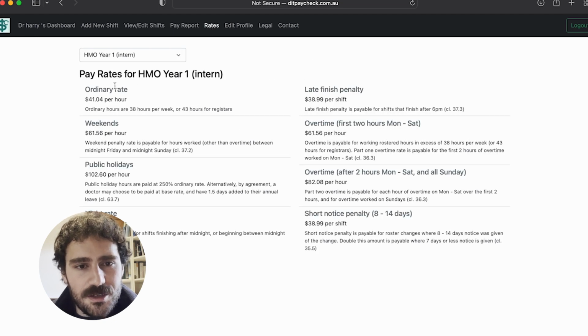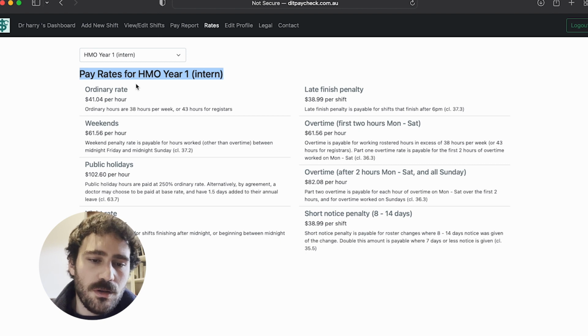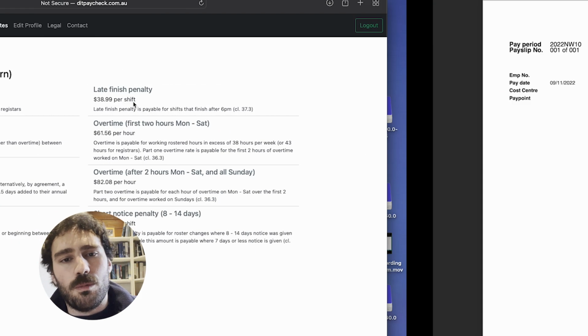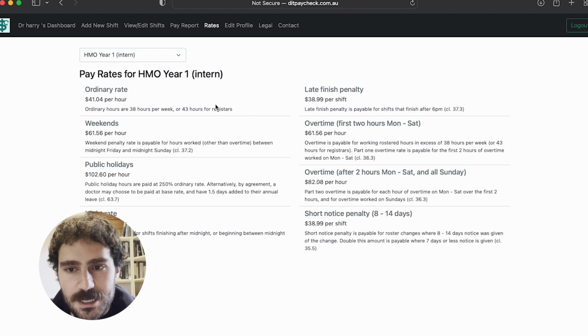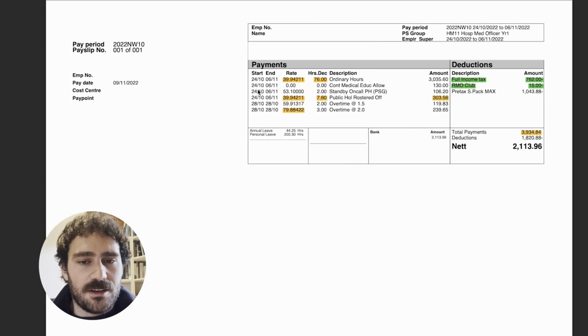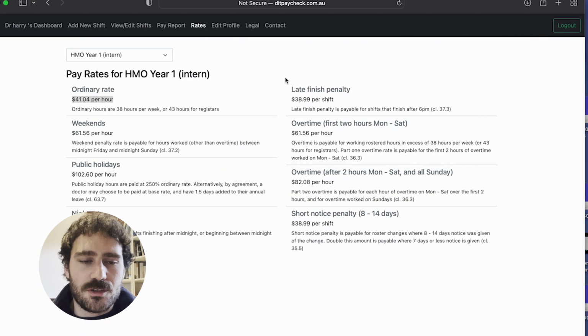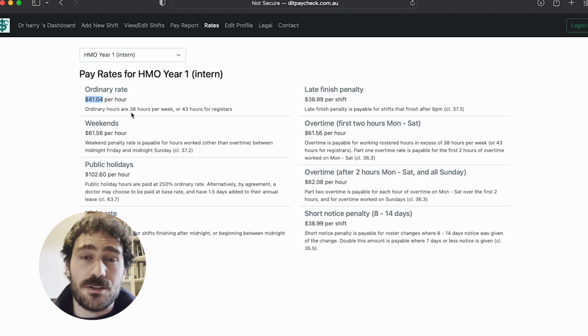And now the rates here, so I can click on the rates, and the rates change depending on your role. And so you can see for an intern, I mean, this is actually updated. So my payslip here is from 2022. Now these rates have actually been updated to be for 2023. So that's why this rate is slightly higher than the base rate you're seeing here. So $39.9 per hour would actually be $41.04 an hour if I was an intern this year.